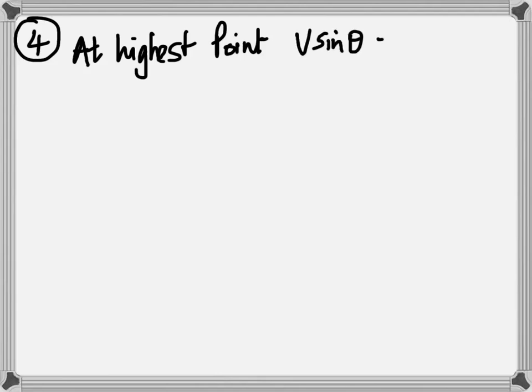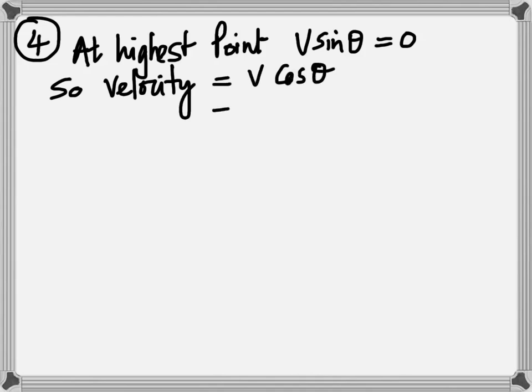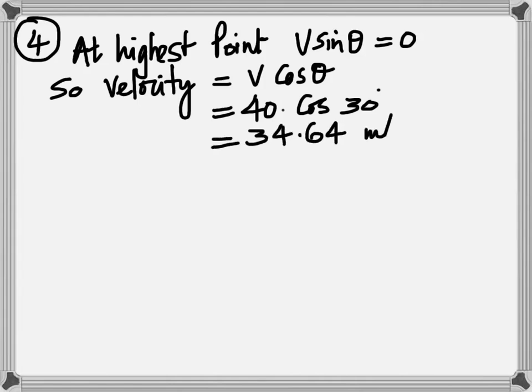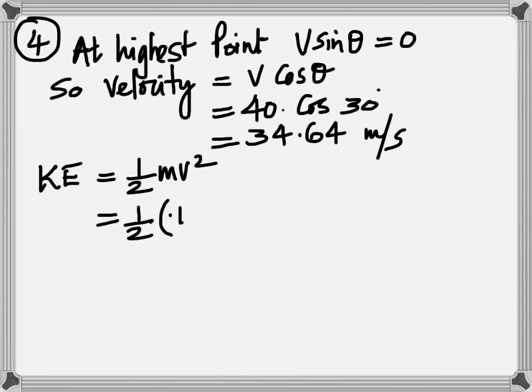Number 4, remember that at the highest point, the vertical velocity becomes 0, but the horizontal velocity is still there. So at the highest point, the velocity is v cos theta, 40 times cos 30. And the kinetic energy is given by 1/2 times mass times velocity squared. It's just a matter of plugging in the numbers and calculating.